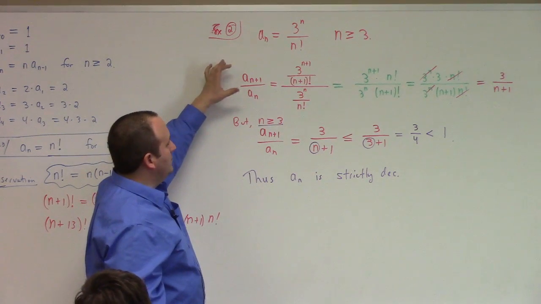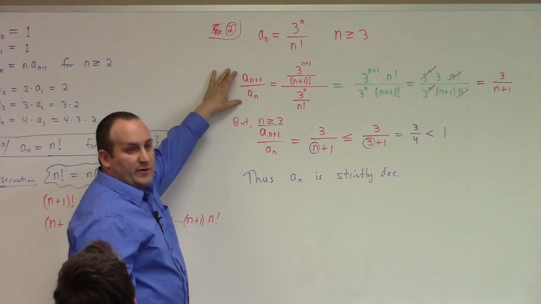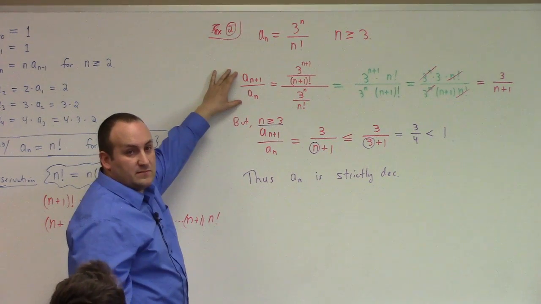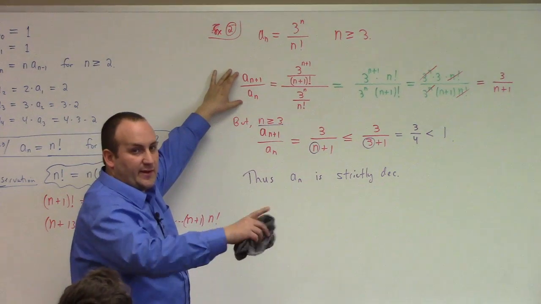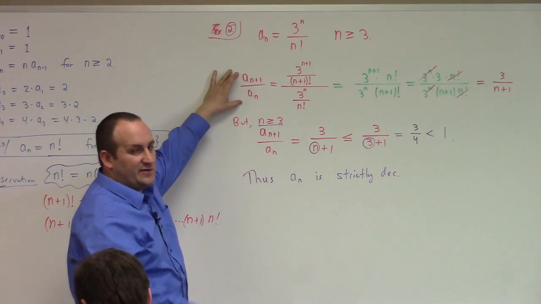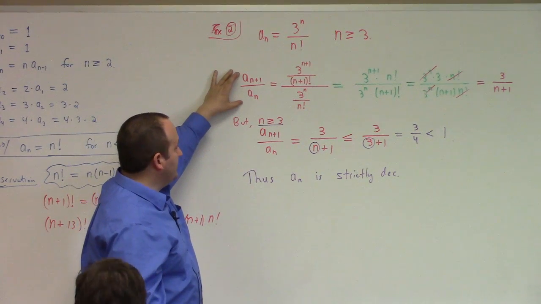Okay, so there are certainly sequences that neither increase nor decrease, like the one we looked at yesterday with a funny formula. Remember, the one that kept going back to 1, and then the other number kept growing. That's not increasing or decreasing. All right.